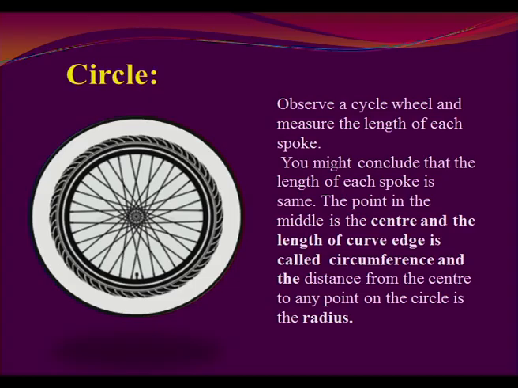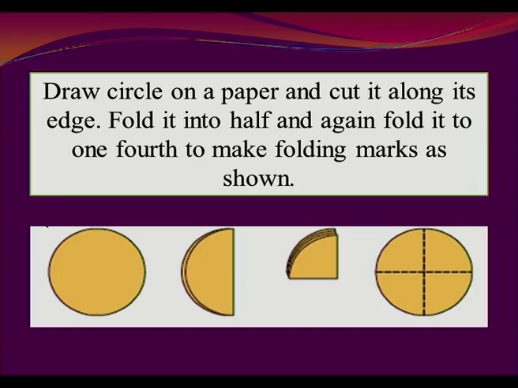The point in the middle is the center and the length of the curved edge is called the circumference, and the distance from the center to any point on the circle is called what? Radius. Now, let us do a small activity.